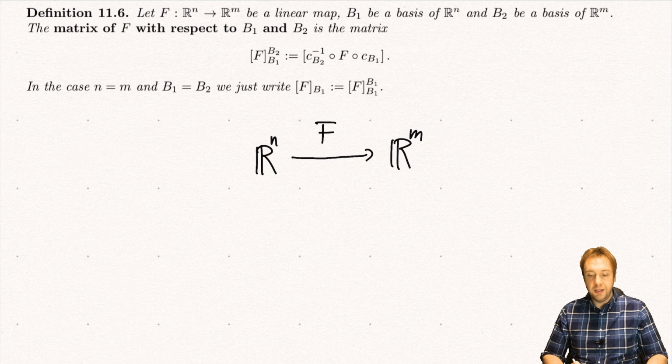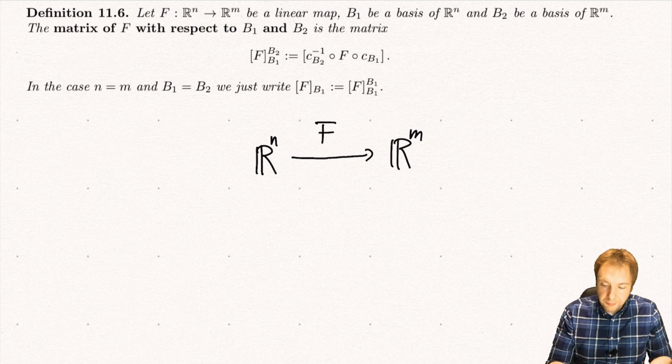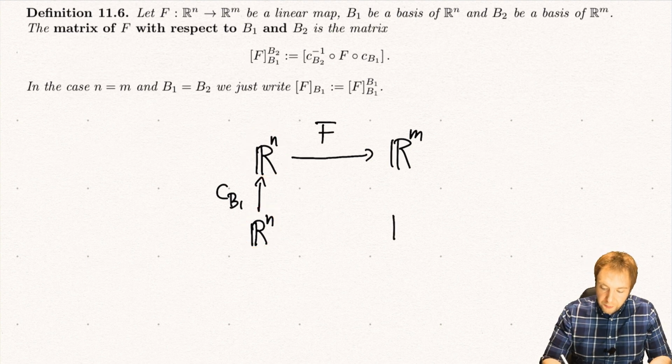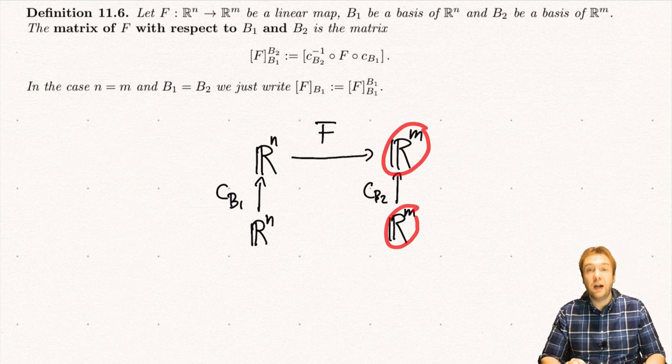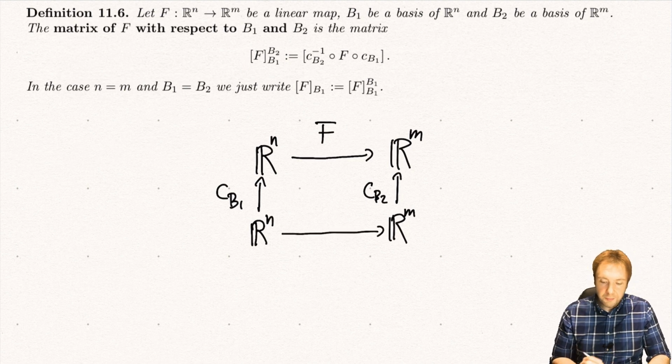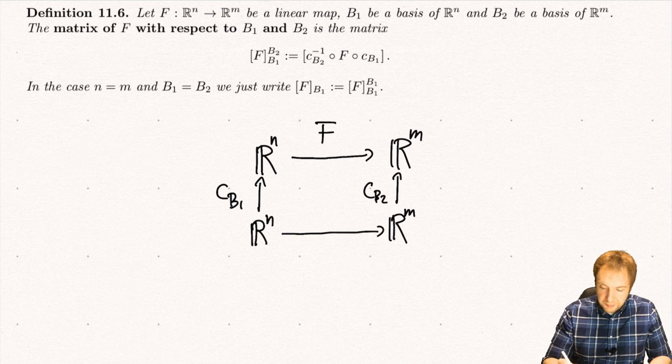So F is a linear map from Rn to Rm, and B1 is a basis of Rn. Therefore, we have the coordinate map CB1, which goes from Rn to Rn. And we also have the coordinate map CB2, which goes from Rm to Rm. And this matrix here is the matrix of this map here, because this map is: we start in Rn, then take CB1, take F, and then we take CB2 inverse.